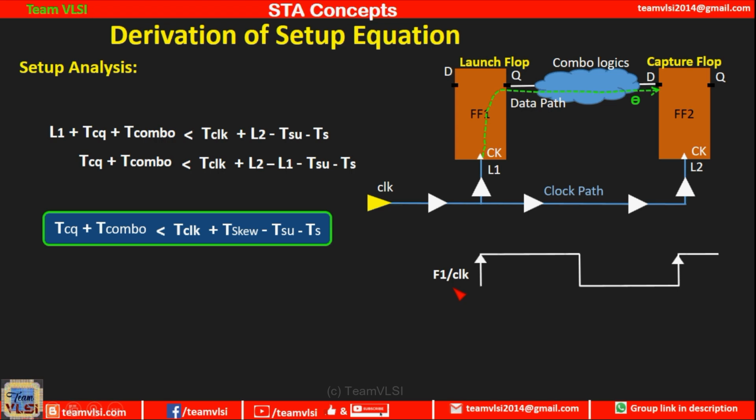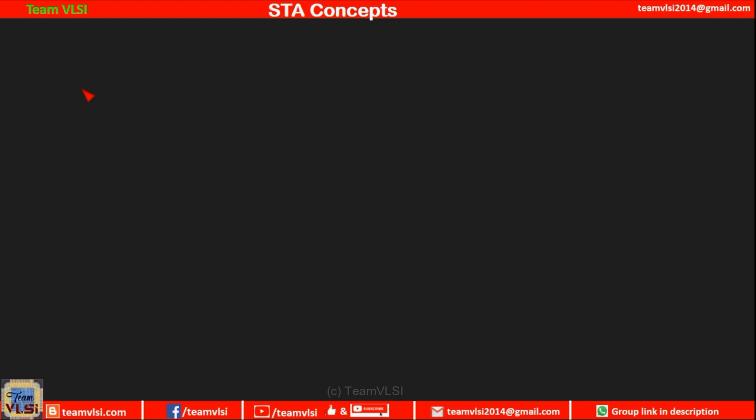And the takeaway point from this is our setup analysis is always done between the next clock, by default it's the next clock. Sometimes we provide a multi-cycle, so to one cycle, after one cycle setup timing is being checked, right? So next we will see an example.